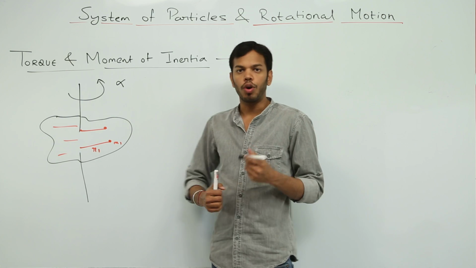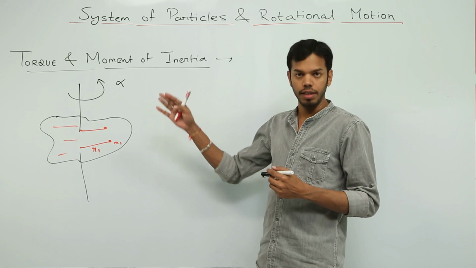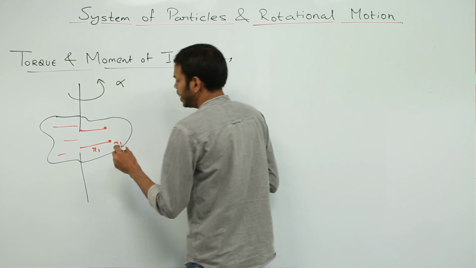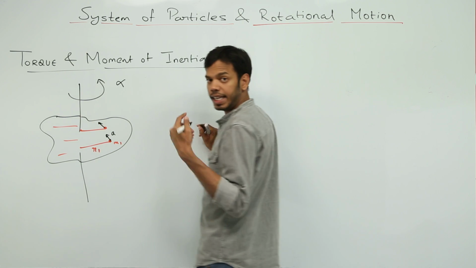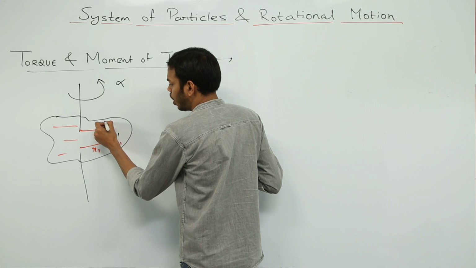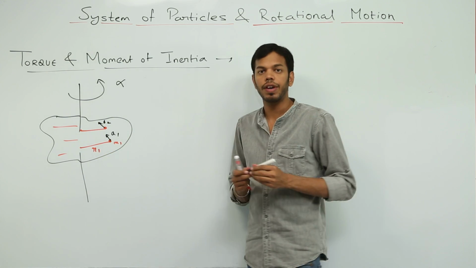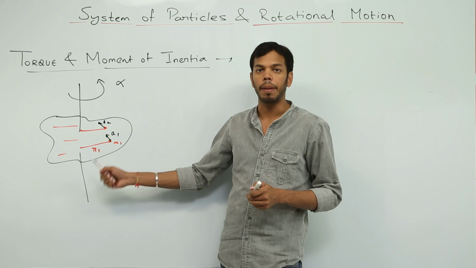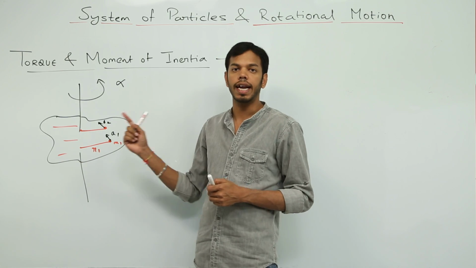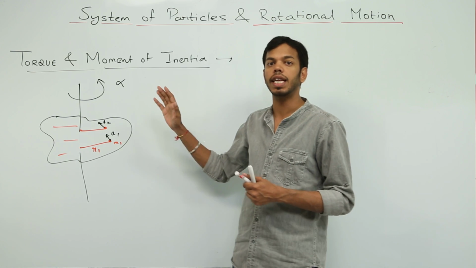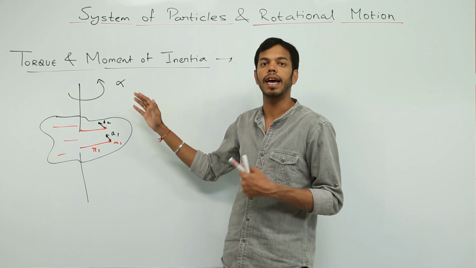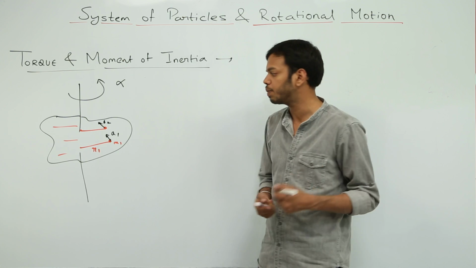Now the point is, when the body is given a rotational acceleration, each particle will have a different linear acceleration. Why so? Because they are at different positions from the axis of rotation, but they are all rotating at the same speed. That is why their angular acceleration will be constant. Their angular acceleration would be the same for each particle.